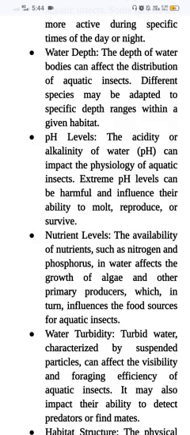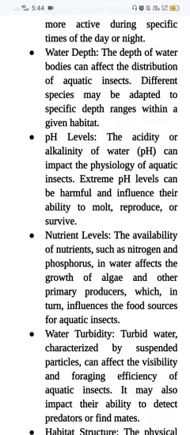Then pH levels. The acidity or alkalinity of water, pH in short, can impact the physiology of aquatic insects. Extreme pH levels can be harmful and influence their ability to molt, reproduce, or survive. It's an obvious thing. They are aquatic insects, so water pH is definitely going to influence their life.